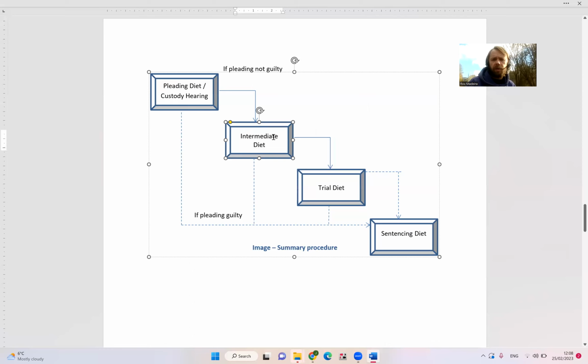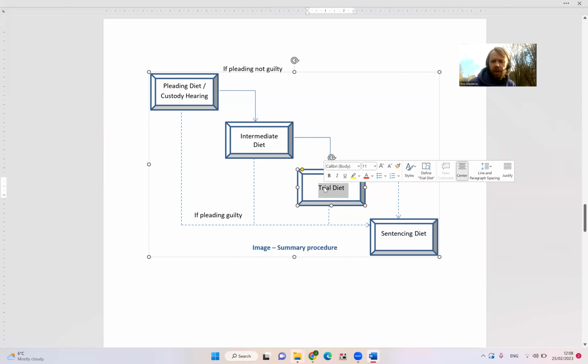Okay, so you can get multiple of these intermediate diets. Typically no more than 2 in a summary case, but technically it could be more. The case then proceeds to trial, and most people will understand what a trial is.